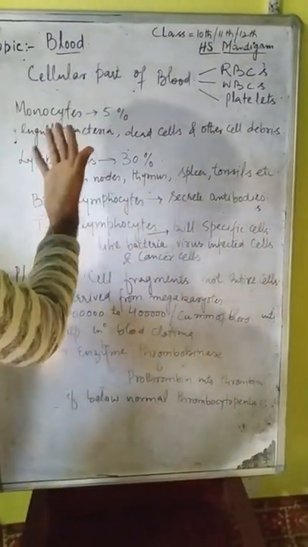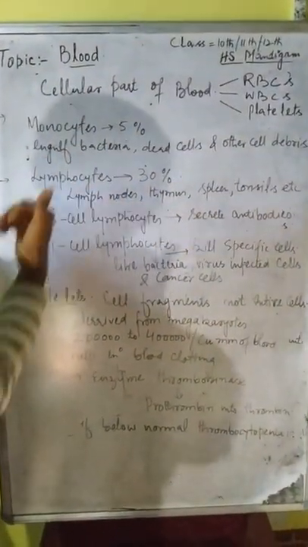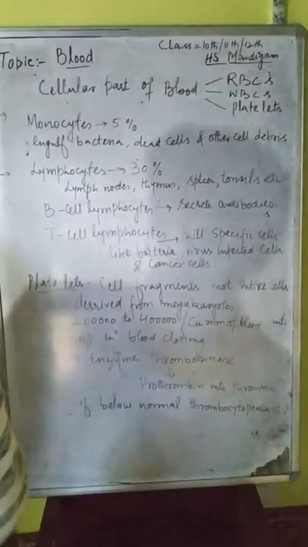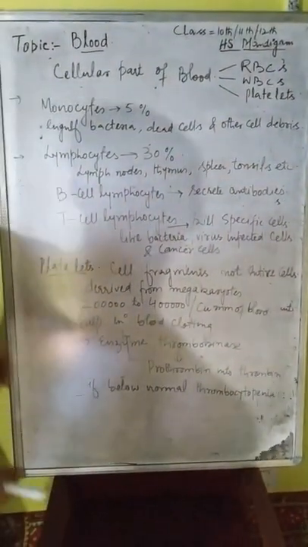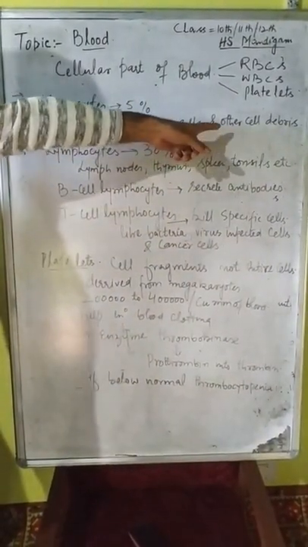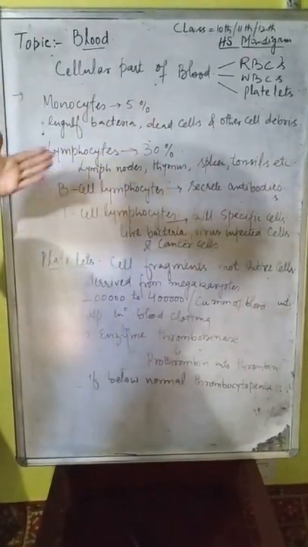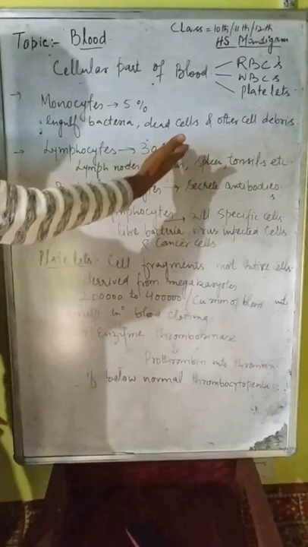Now the white blood cells that lack granules in their cytoplasm are monocytes and lymphocytes. So monocytes are around 5% of the total blood cells. They engulf the bacteria and the dead cells and other cell debris. And then lymphocytes are also abundant. They are around 30% of the total blood cells.